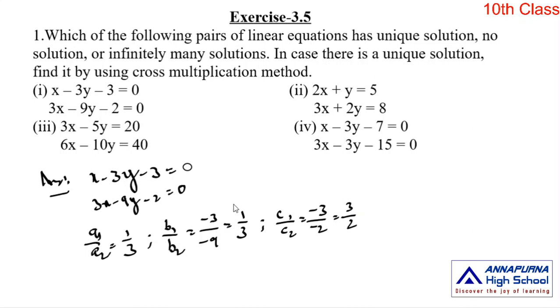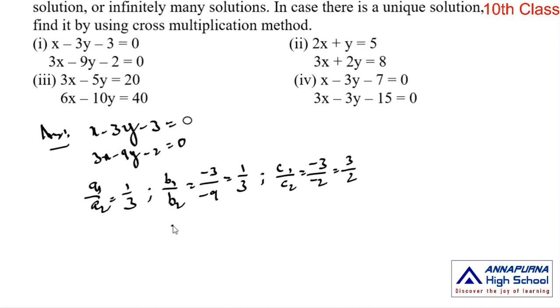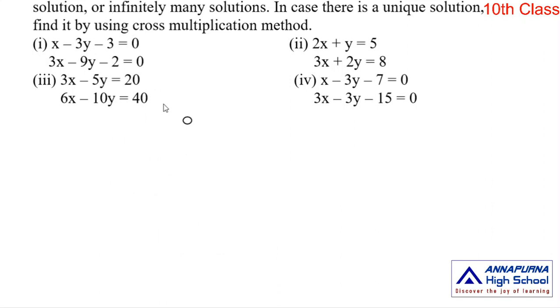Now compare the ratios. a1 by a2 is equal to b1 by b2 not equal to c1 by c2. That means these two equations have no solution. Why? Because its graphical representation is parallel lines. They do not intersect anywhere. So these two equations have no common solution. Okay, so let's take the second pair.